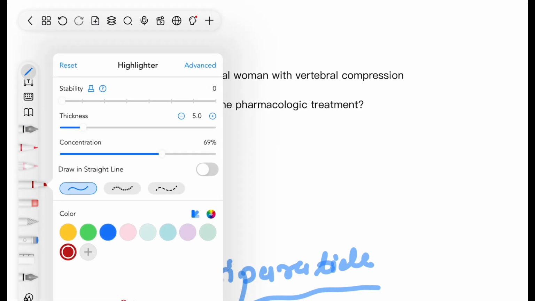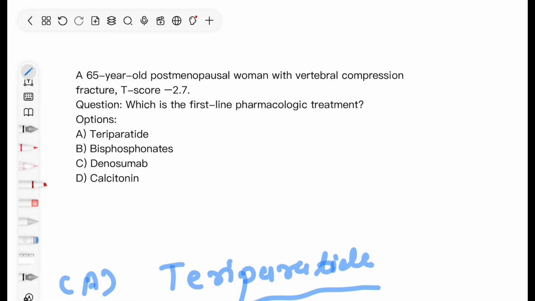Here in this question, a 65-year-old postmenopausal woman with vertebral compression fracture, T-score is minus 2.7. So the question here is which is the first line pharmacological treatment? Option A teriparatide, option B biphosphonate, option C denosumab, option D calcitonin.